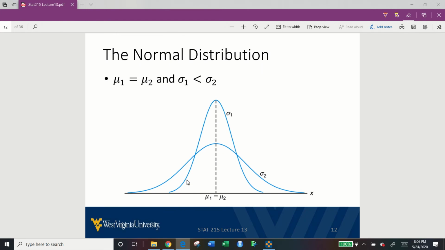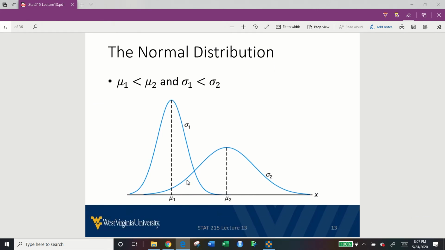Another option is when we have the same mean, but we have different standard deviations. So in this case, our means are equivalent, so the peak of our curve is in the same place, but you notice that the width of our curve is different. Our sigma 1, our standard deviation 1, has a smaller width than our standard deviation 2, which means our second standard deviation is going to be larger, meaning our data is going to be more spread out, which you can even see visually.